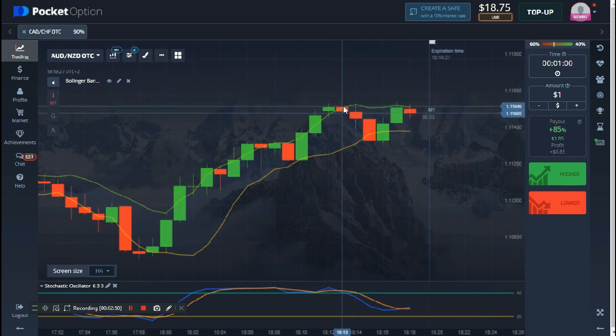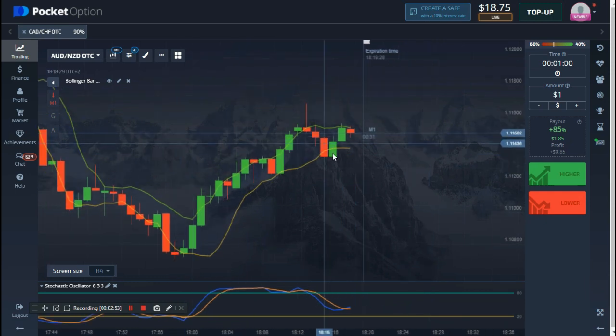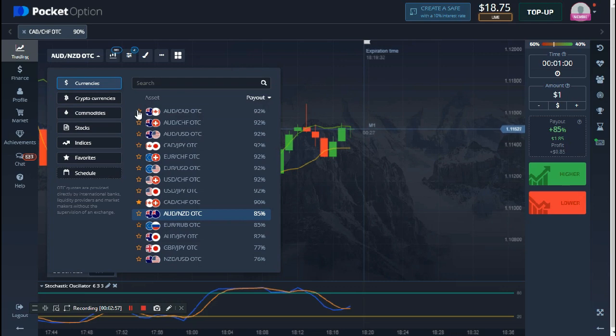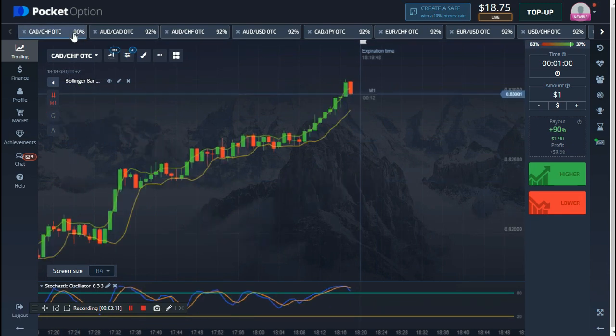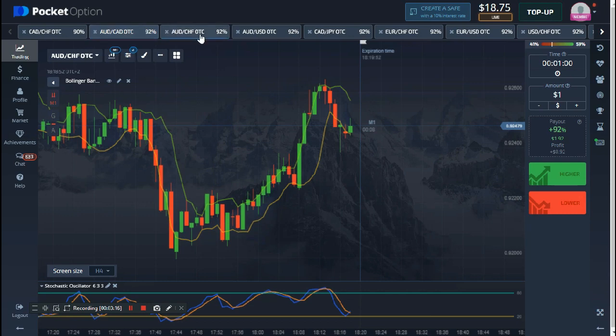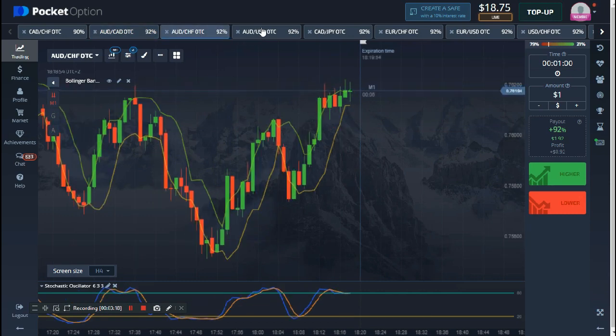Okay, guys, so I am giving you some examples. I am choosing a highest-payout pair. So now I am giving some examples, finding a good moment.